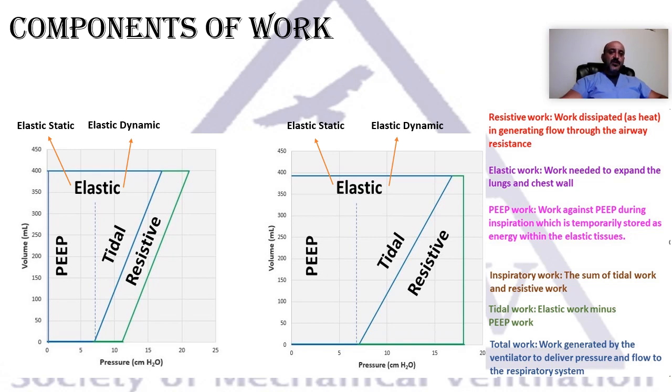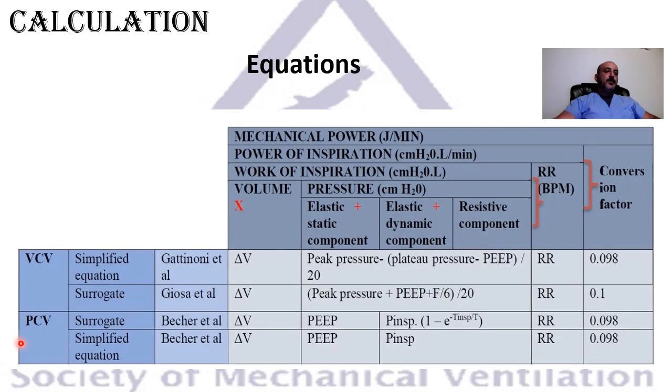The tidal work, as we said, is that triangle, half of the elastic to the right. That's the elastic work minus the PEEP work. And of course, total work is the whole area under the pressure volume curve. Measuring the work with the pressure volume curve is probably a much more accurate way of calculation than the other formulas that we'll talk about. So now let's talk about calculating the mechanical power.